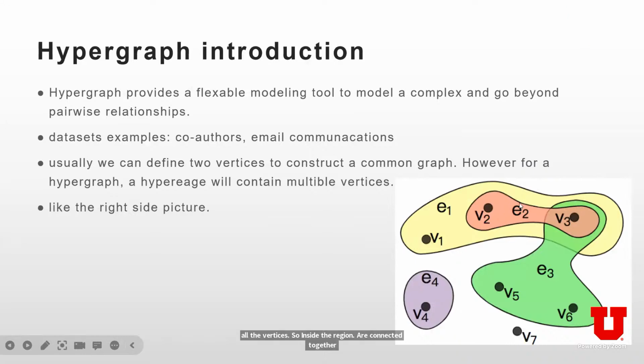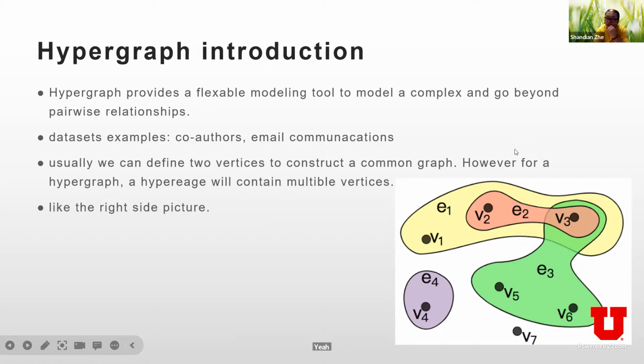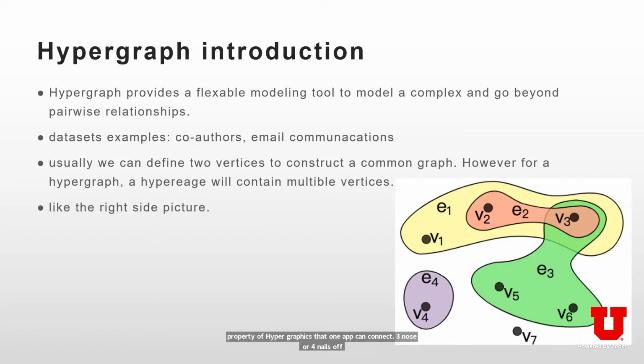So that's one very important property of hypergraphs: one edge can connect 3 nodes or 4 nodes or more vertices. Yeah, right.